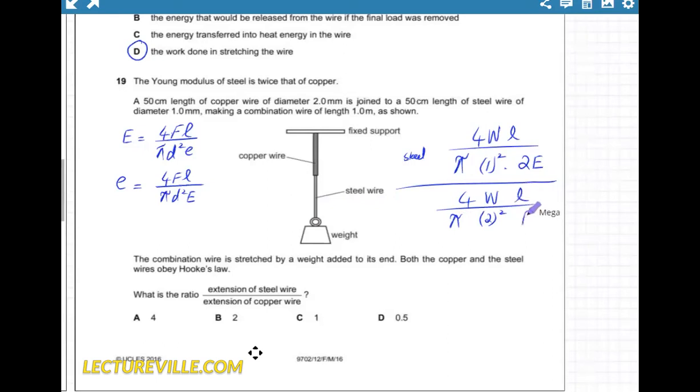Now let's see what we can simply cancel out. E goes with E, pi goes with pi, 4WL goes with 4WL. So it is 1 over 2 divided by 1 over 4, 0.5 over 0.25. So it is 2 over 1, 2. It should be B.